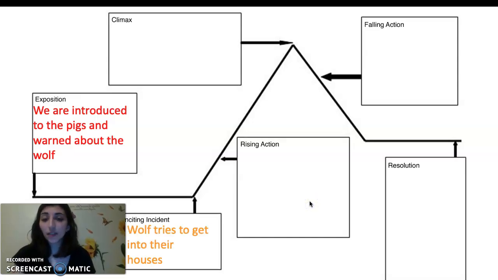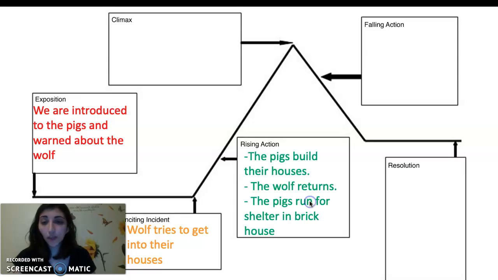This inciting incident is when the wolf tries to get into their houses. This is the first appearance of the wolf. This is when he first threatens them, and this is before he tries to blow down their houses. So this is the inciting incident because there's not a big turning point, but it definitely starts the suspense and tension. As suspense is built, the pigs build their houses and try to be safe and try to figure out how to keep the wolf away.